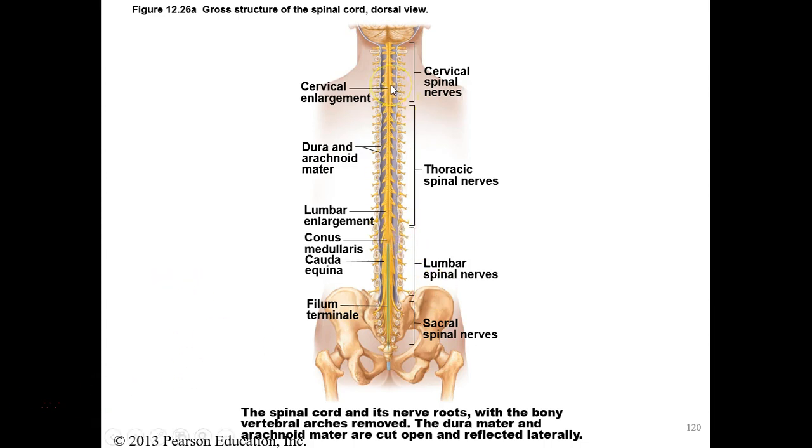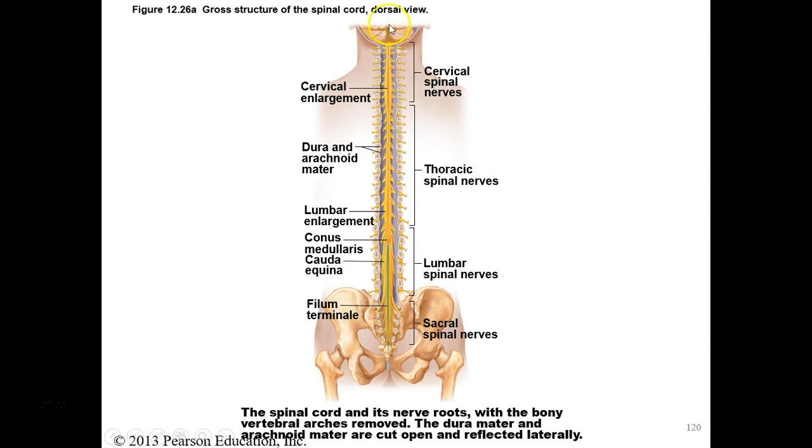In this case, this is, I guess, a longitudinal section of the spinal cord where the outer superficial layers, the dura and the arachnoid membranes, have been cut away and folded back to show you the actual structure of the cord. The cord in a couple of areas is thickened or enlarged.